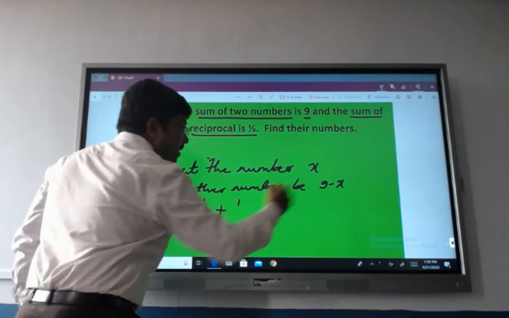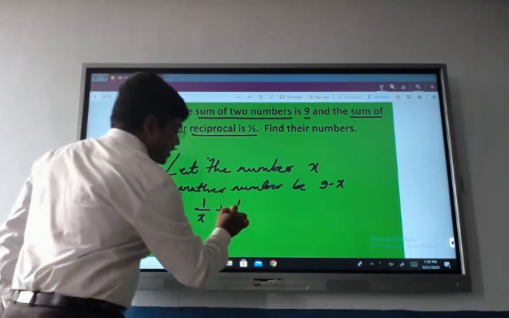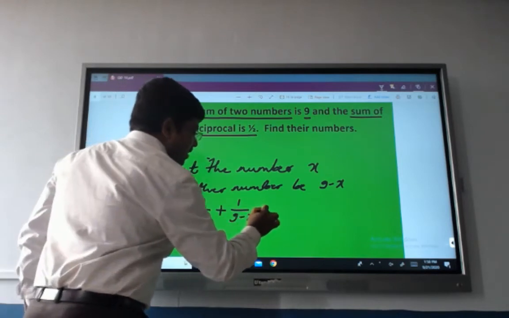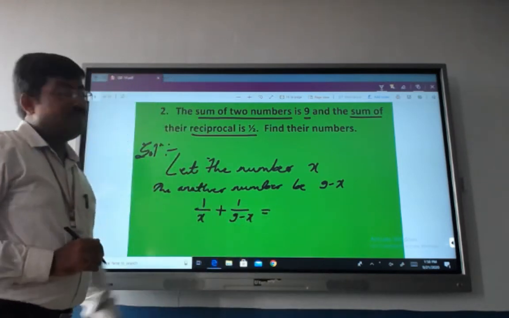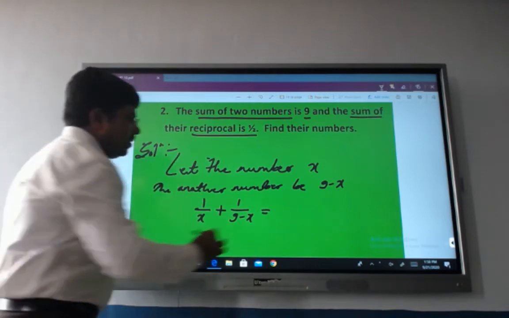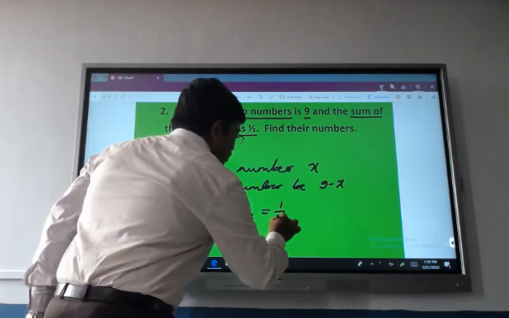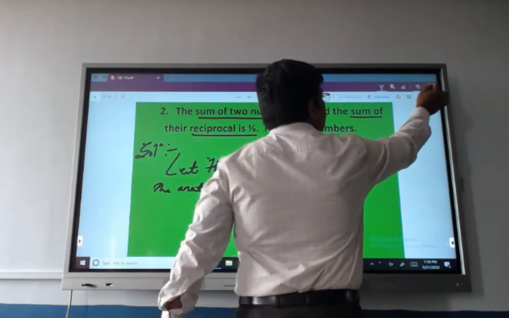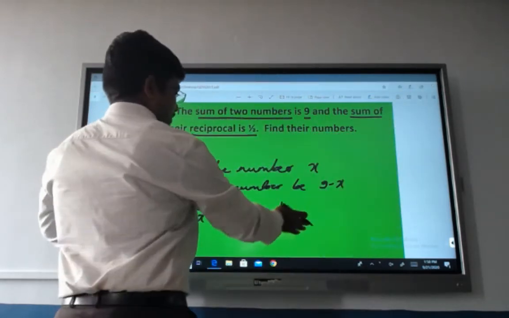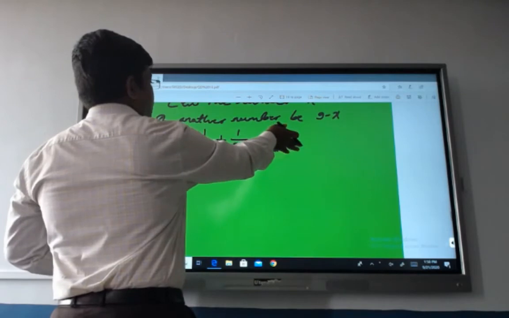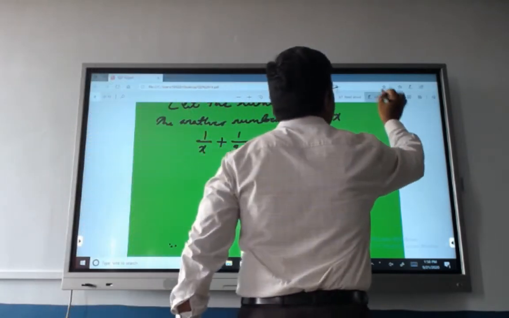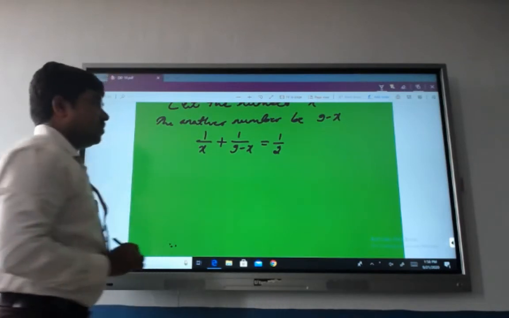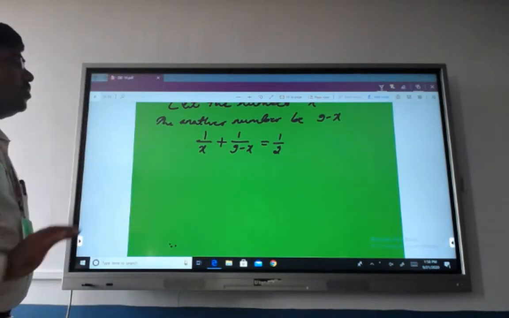Now the next number is 1 by 9 minus x, equal to the sum, which is 1 by 2. We take 1 by 2 here. Now we can solve this. This is the equation we got: 1 by x plus 1 by 9 minus x is equal to 1 by 2.